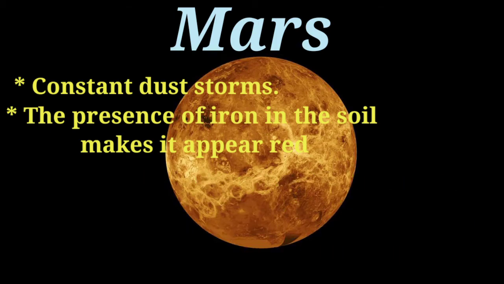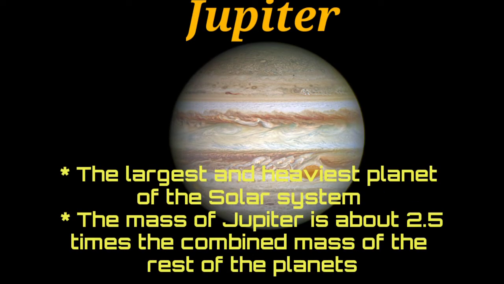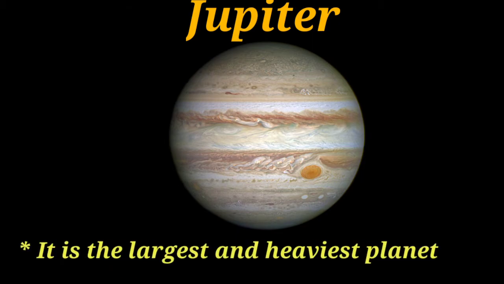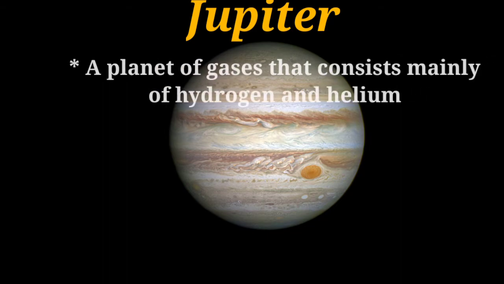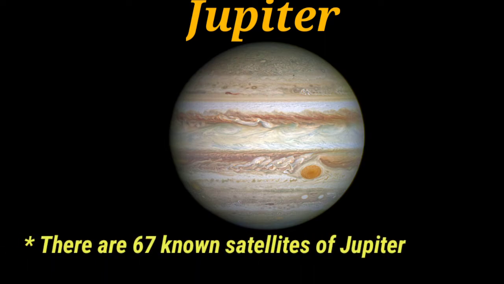The next planet is Jupiter. Jupiter is the largest and heaviest planet of the solar system. The mass of Jupiter is about 2.5 times the combined mass of the rest of the planets. Special features. It is the largest and heaviest planet of the solar system. It is a planet of gases that consists mainly of hydrogen and helium. There are 67 known satellites of Jupiter.